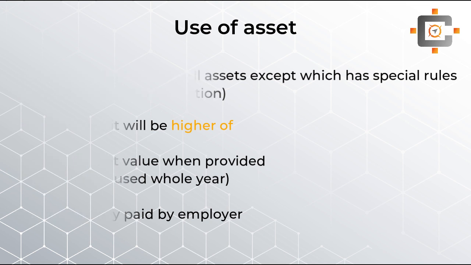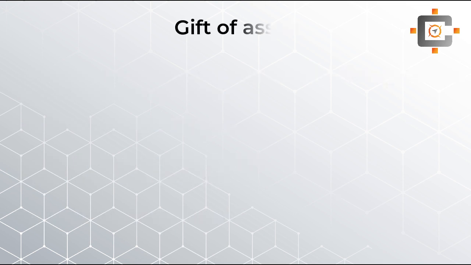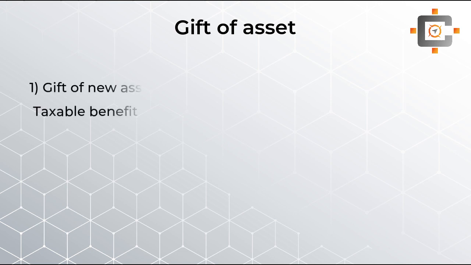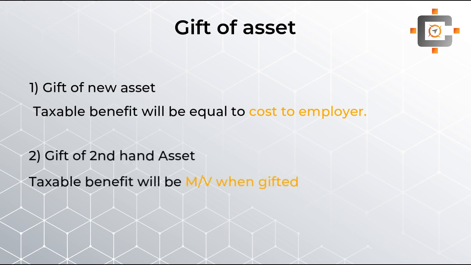Now let's come to the next aspect, which is the gift of asset. If your employer is providing you a totally new asset, then the taxable benefit will be the cost to employer, because it's just a new asset purchased by the employer. So whatever cost has been incurred by the employer will become taxable benefit for you. But if your employer is giving you a second hand asset, then the taxable benefit will be the market value when gifted. It's a simple market value, students, because it's a second hand asset.